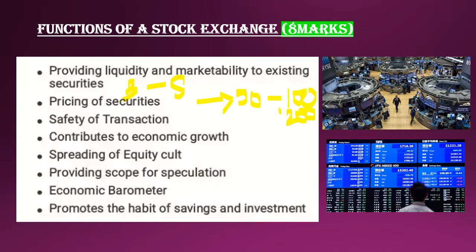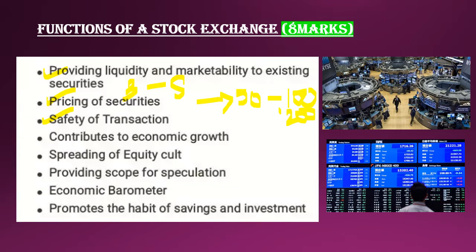The third one is it gives safety of transaction to the funds of the investors. Why safety of transaction? Because there are certain ways in which these brokers end up cheating the public, because the public do not know things. They go and invest their money. Sometimes the brokers get a lot of commission when they are doing this. Yes, the brokers do take the commission. That is how brokers earn.